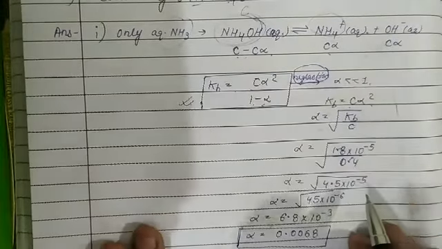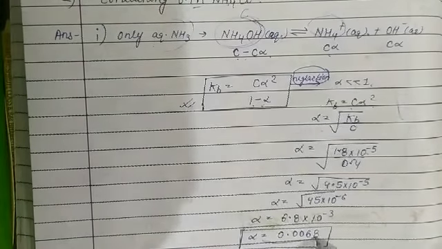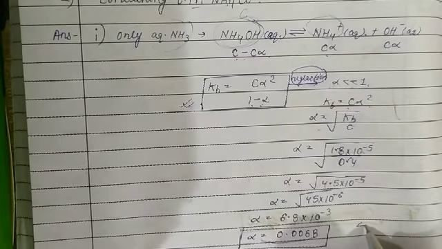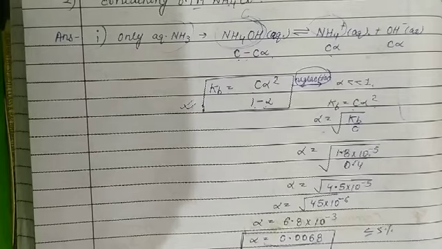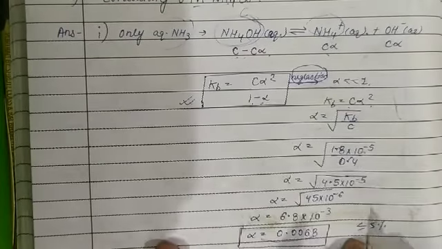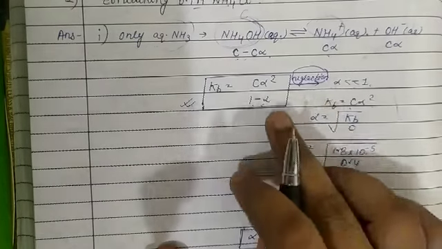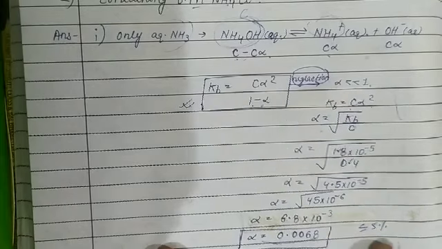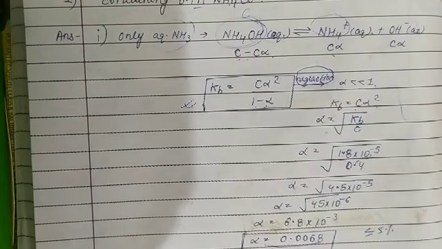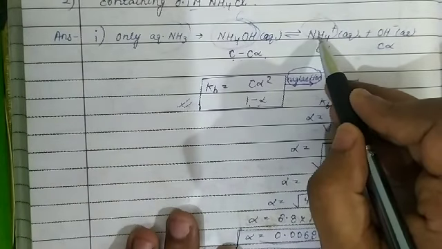When we put the values of Kb and C, alpha is very small, less than or equal to 5%. It means the neglection method we have used here is correct. The method which we assumed, alpha much less than 1, is correct because alpha comes out less than or equal to 5%. Now we will find the concentration of NH4 plus ion.